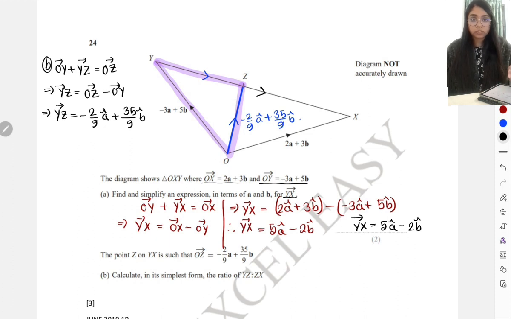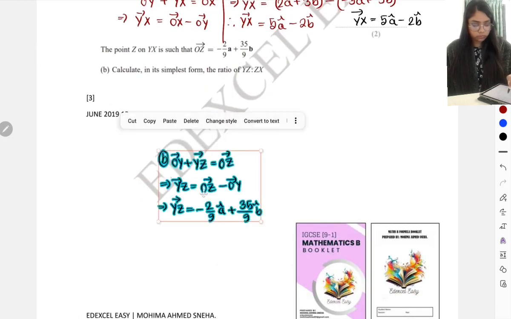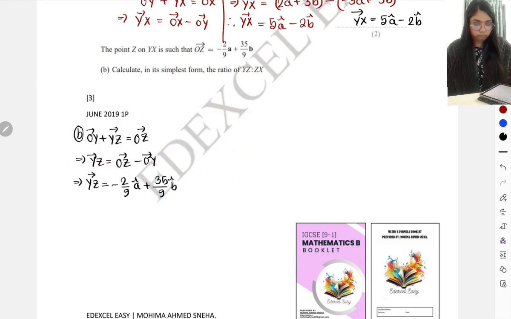Now again, if you have this minus in front, that minus will be multiplied with all the vectors of OY. So in that case, minus 3a would be positive 3a and 5b would be negative 5b. I don't have much space, so I'll just move down. Okay, so this is it.